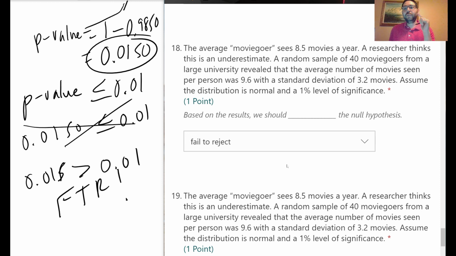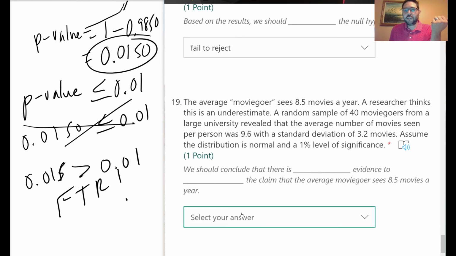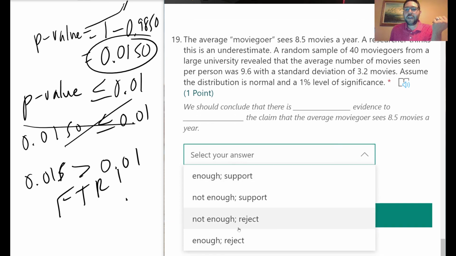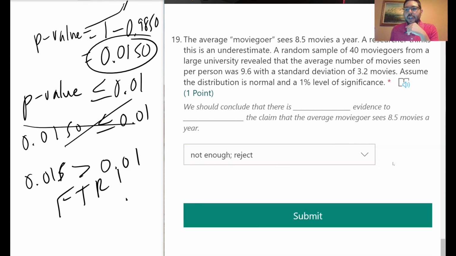Now, since it's fail to reject, that means we do not have enough evidence, okay? So we should conclude that there is not enough evidence to reject. Well, the reason we use reject is because the claim belongs to H0. If the claim belonged to HA, you would use this choice, not enough evidence to support. All right, but here we're doing not enough evidence to reject.